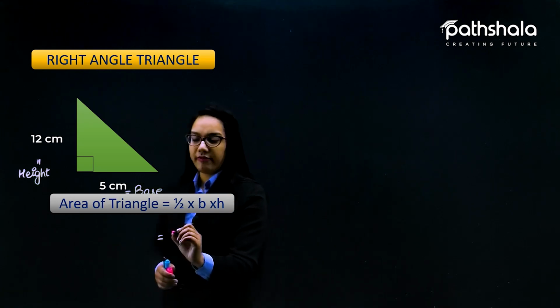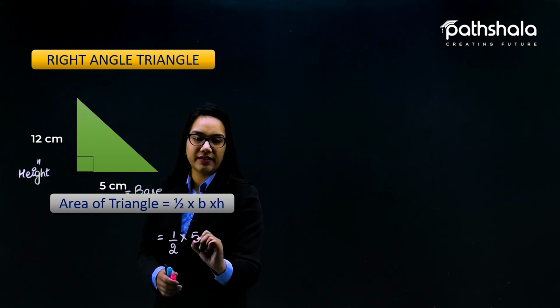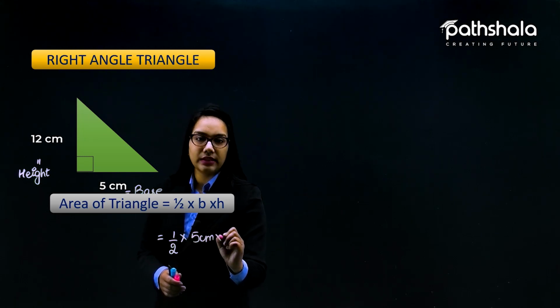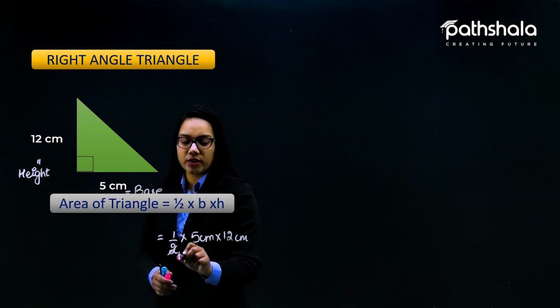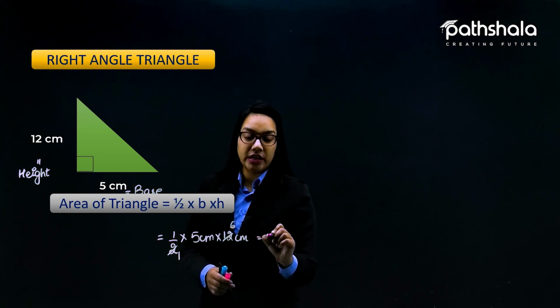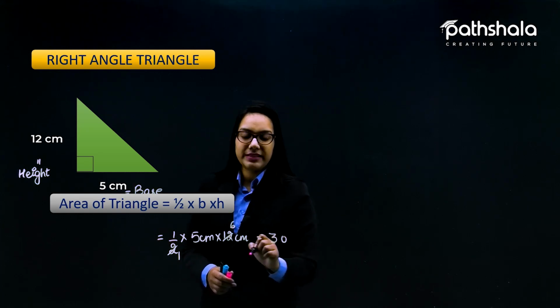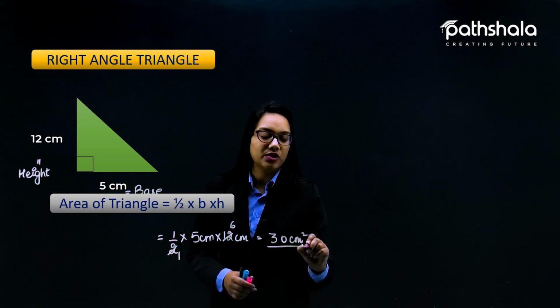As you can see, we have half into base. What is the base over here? Base is 5 centimeter and the height is 12 centimeter. Let's sort it out. 2 into 1 is 2, 2 into 6 is 12. This is 5 into 6, and 5 into 6 is 30 centimeter. Obviously we are finding the square, so we have centimeter square.